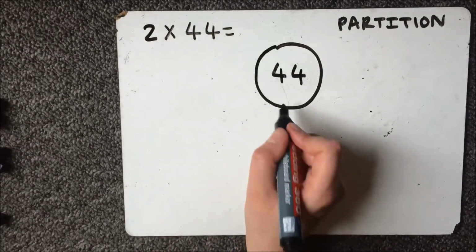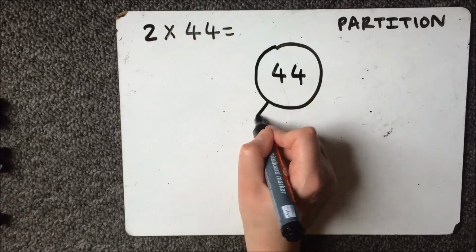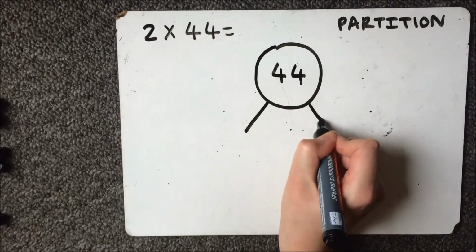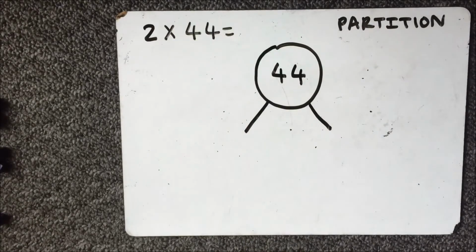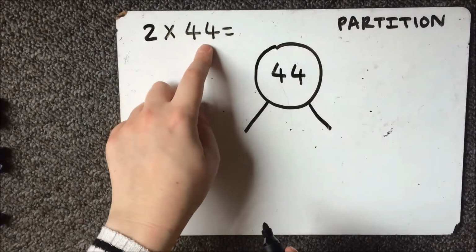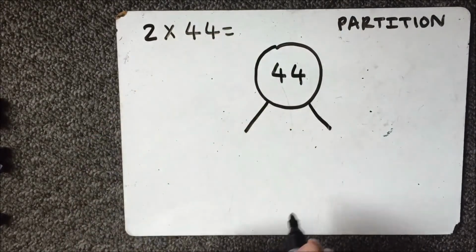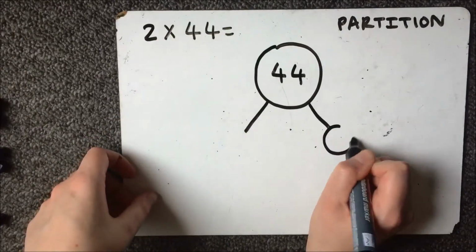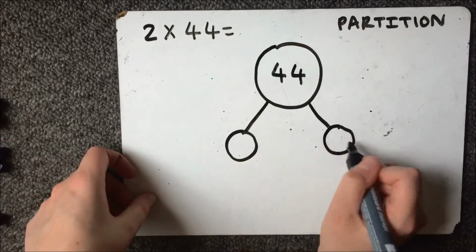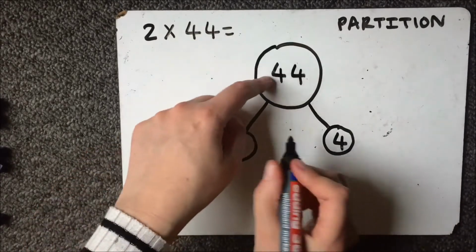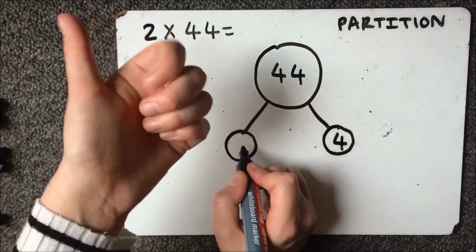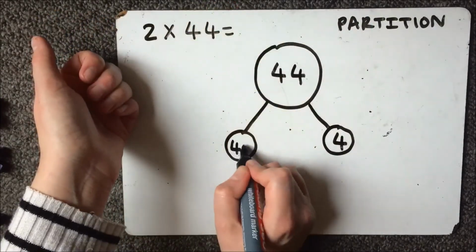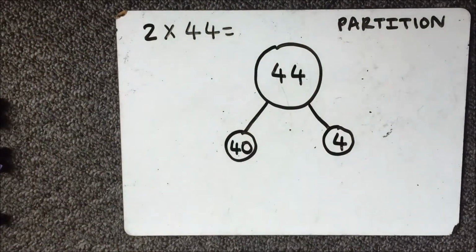Okay, what do I do next? I need to partition it. So the number I'm multiplying here, partition it. What is that going to be? My ones would be 4, and my tens would be 40. 4 tens make 10, 20, 30, 40. Okay, I've partitioned, that's step 1. Now what do I need to do?